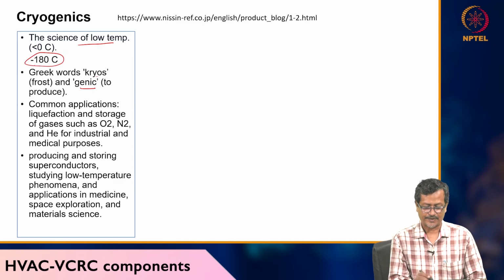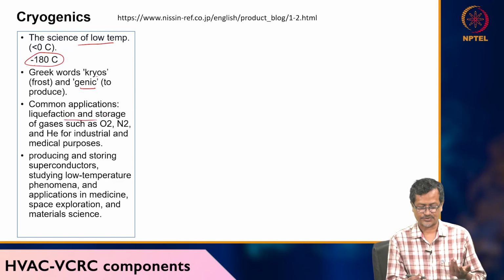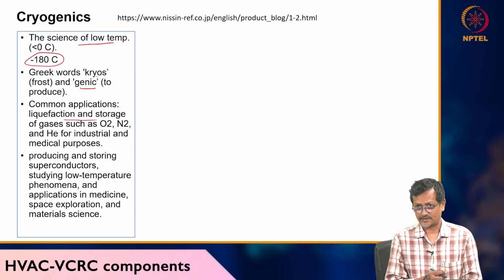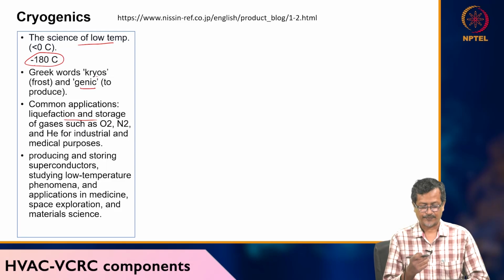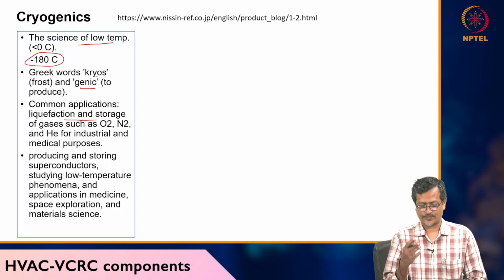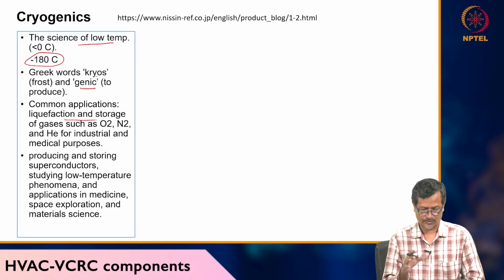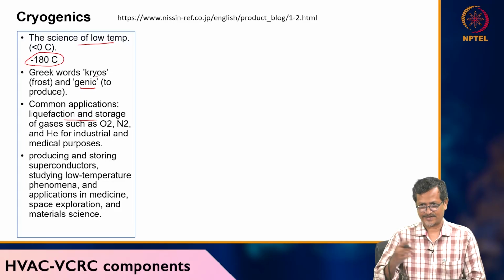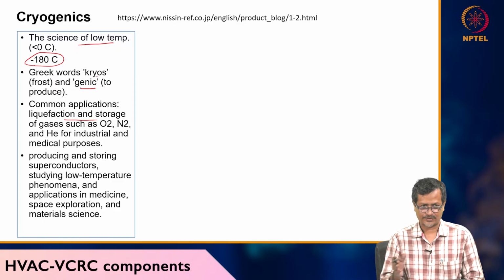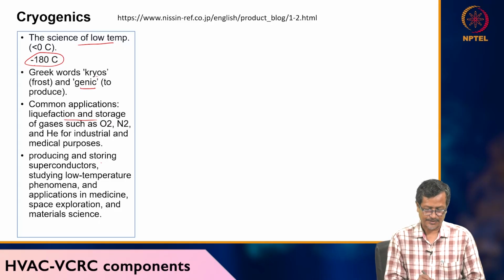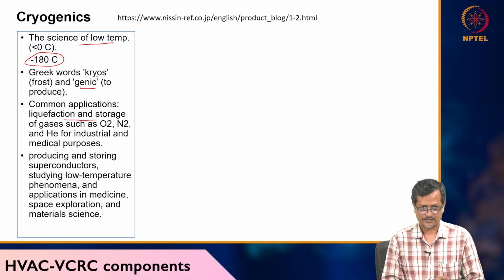A common application is liquefaction of nitrogen, oxygen, or any gas. You can create liquid carbon dioxide using such low temperatures. A single vapor compression or absorption system will not create that temperature, so you have to do cascading. One stage may reduce 50 degrees, another 50 degrees, another 50 degrees. That way, with 2-3 stages, you can create such low temperatures. Producing and storing superconductors, studying low temperature phenomena, and many other things are done through cryogenics technology.